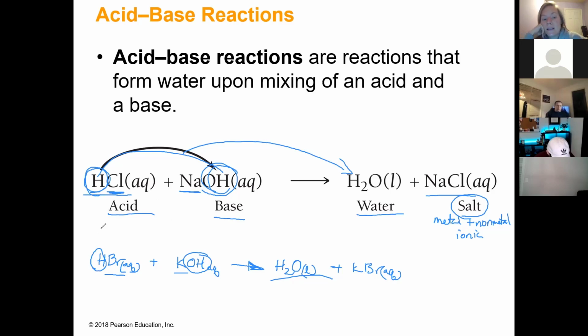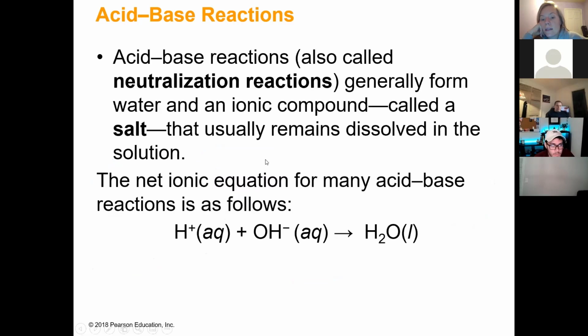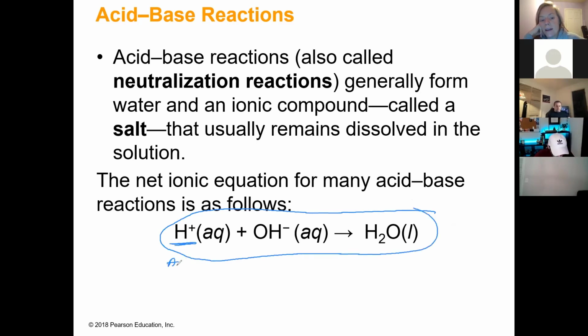If I was to take these things and break them apart into a complete ionic equation, and then create a net ionic equation, for all acids and bases, this is going to be your net ionic equation. What's really important is that you have H+, which is the acid thing, coming together with OH-, which is the base thing, to create H2O, which is your neutral liquid.